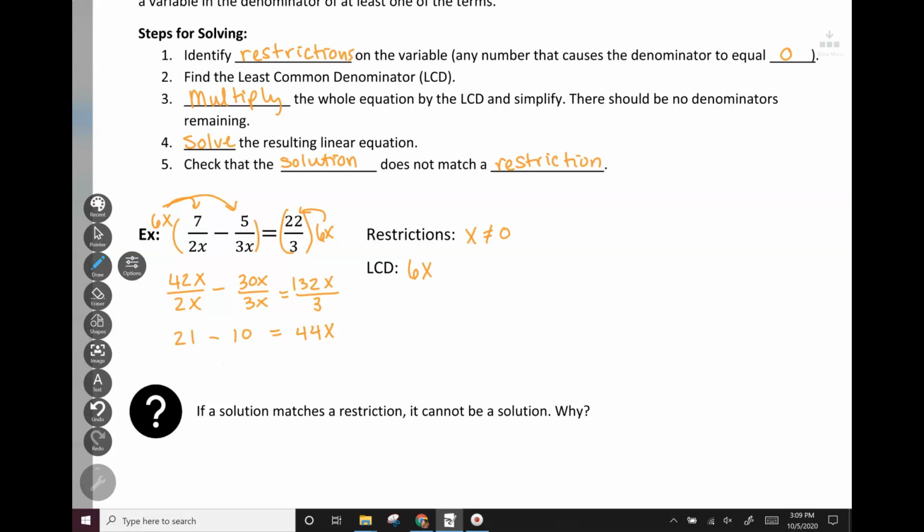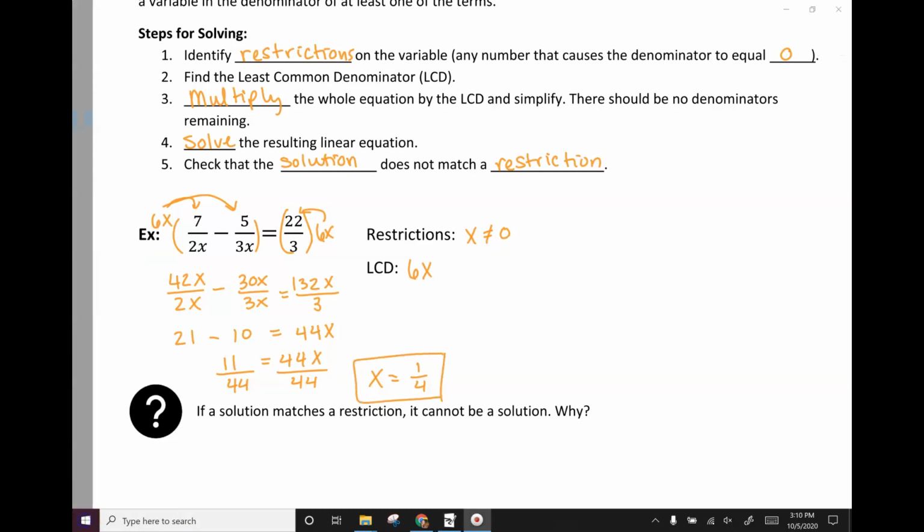Continuing on, 21 minus 10 gives me 11. And then dividing by 44, I get x equals 1/4. Check to see that that solution does not match one of your restrictions, and it does not, so that is the solution to the equation. All right, try to answer this question below. If a solution matches a restriction, it cannot be a solution. Why?